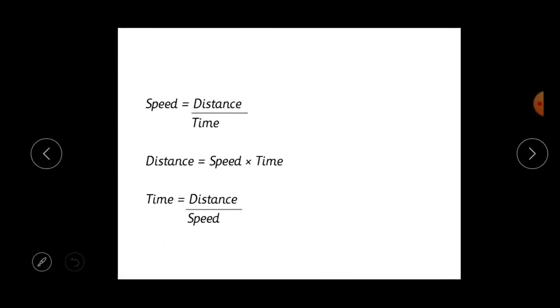Next is the formulas of speed, distance and time. Let us see the formulas. Children, what is the formula of speed? Distance traveled divided by time taken. To find the distance of an object, the formula is speed into time. And to find the time of an object, the formula is distance divided by speed. You have to remember all these formulas. Speed is equal to distance divided by time. Distance is equal to speed into time. Time is equal to distance divided by speed.